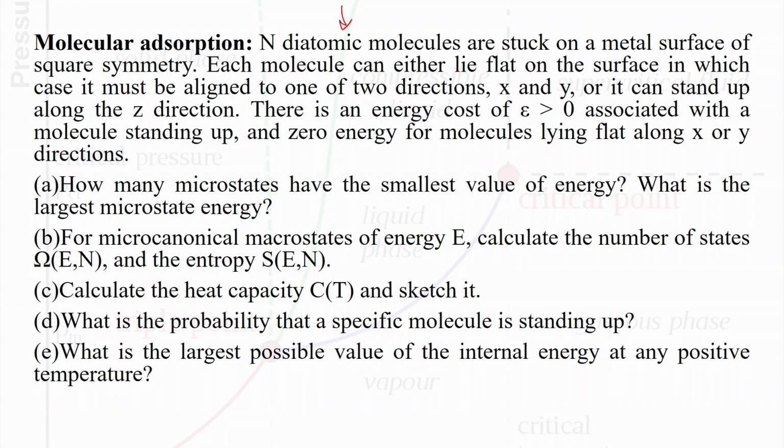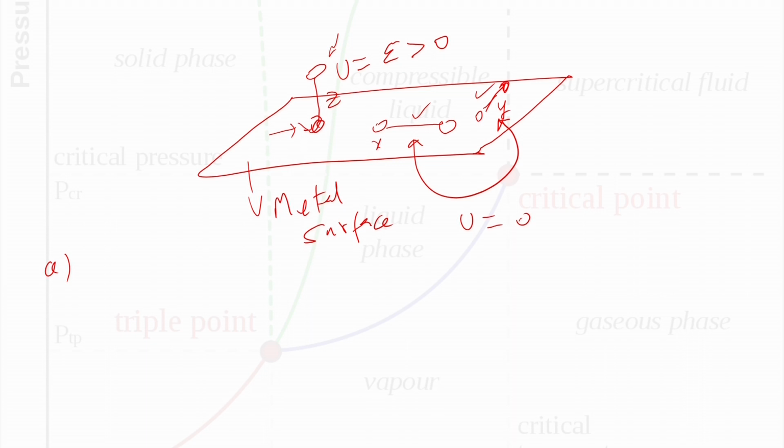The question asks: how many microstates have the smallest value of energy? Imagine that there are n such diatomic molecules. Clearly the energy is smallest when all the molecules are lying flat on the surface. So, you have to ask yourself how many ways there are to ensure that all the n molecules are lying flat on the surface. Keep in mind that each molecule can either lie along the x axis or y axis when lying flat, so for each molecule there are 2 possibilities. For n molecules the number of possibilities is 2 raised to n, and the energy is 0.